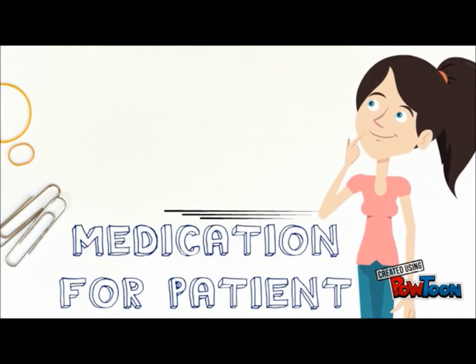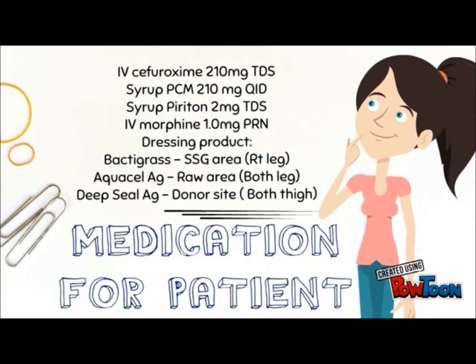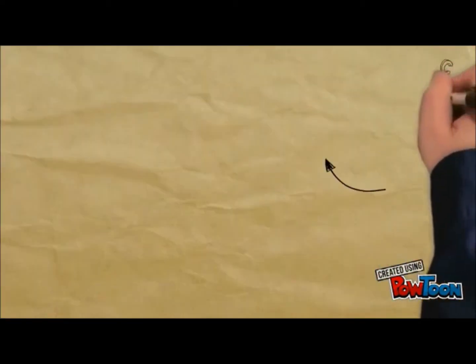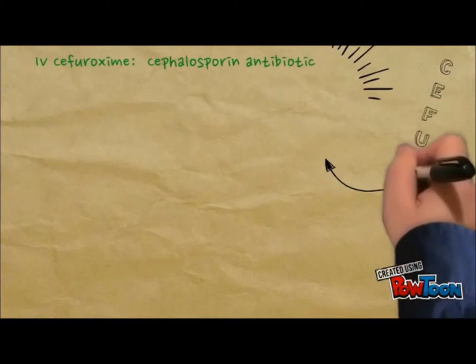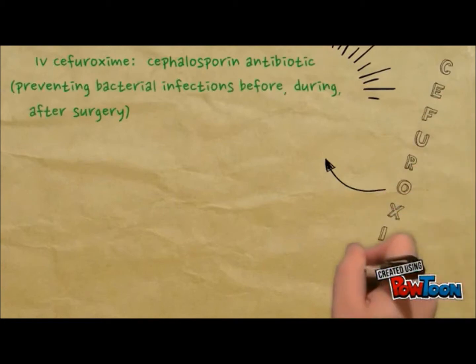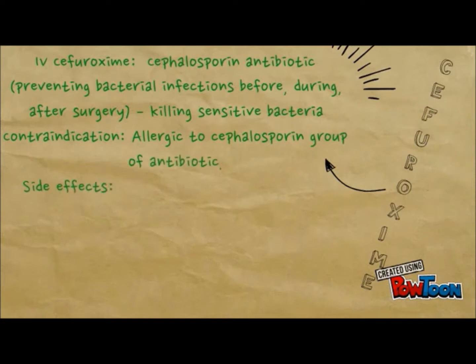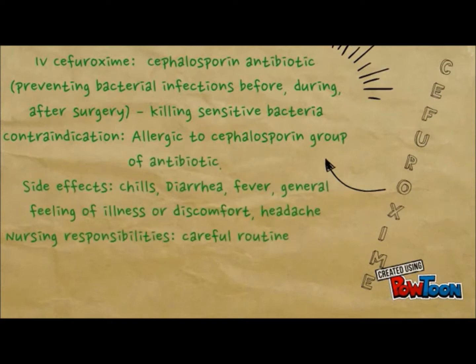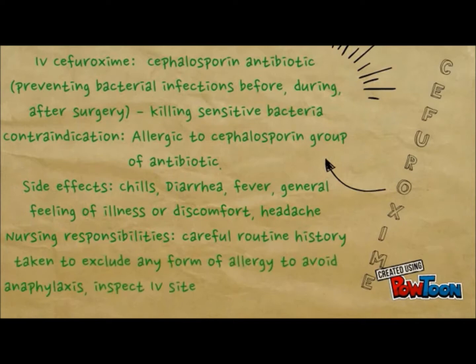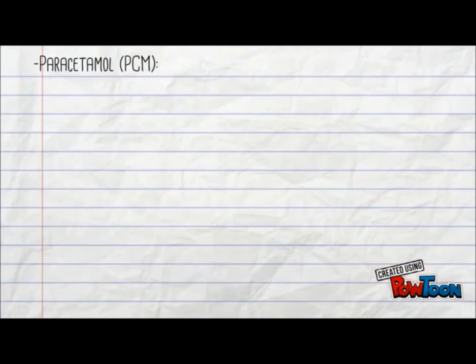Medication for patient. This is the medication for patient: 3 types of dressing product and a few types of medication. IV cefuroxime is a cephalosporin antibiotic which prevents bacterial infection by killing sensitive bacteria. This is the contraindication and side effect. For cefuroxime, nursing responsibility: inspect the IV site for sign of phlebitis.